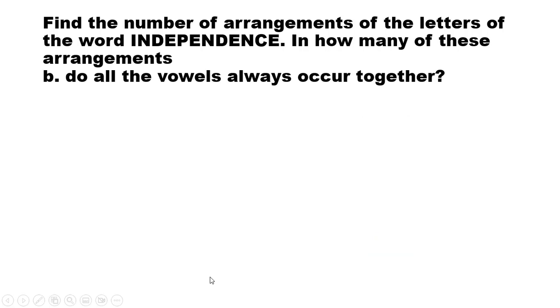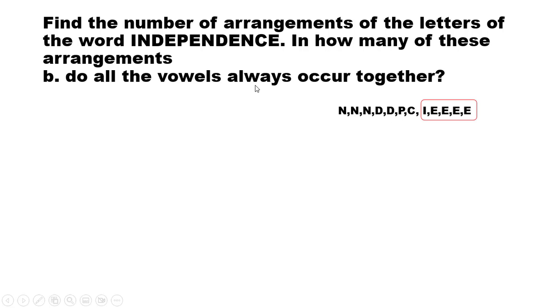Now let's look at another variation of the same problem. Find the number of arrangements of the letters of the word independence. In how many of these arrangements do all the vowels always occur together? So here, first step is to write down all the available letters. I'm using the same that we used in the previous question because we have duplicates clearly visible here. There are 3 N's, 2 D's and 4 E's.